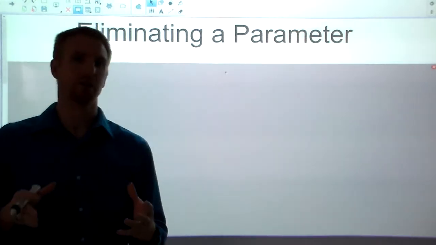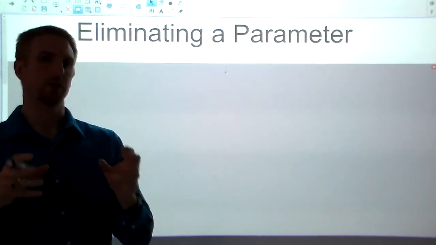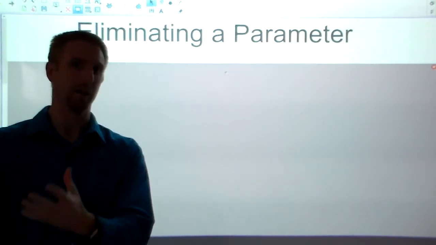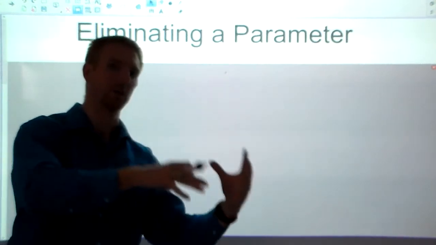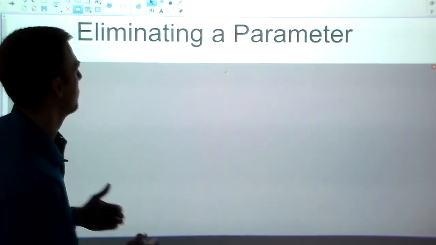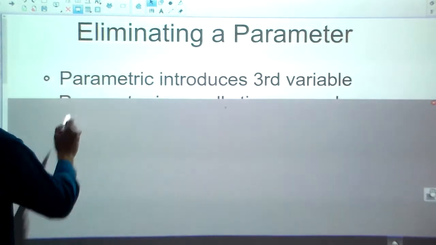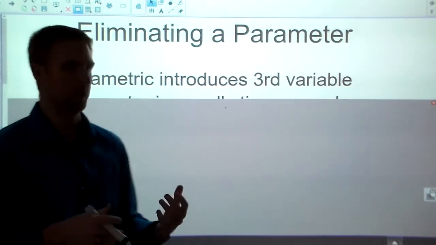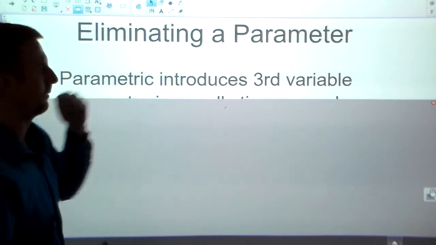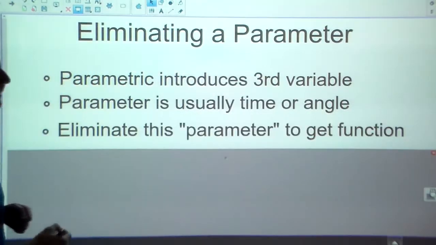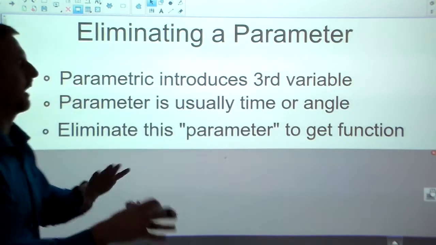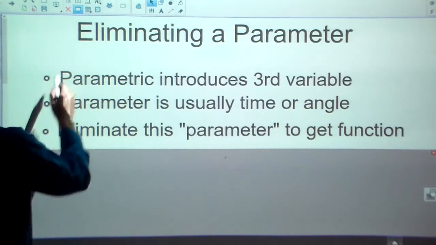A big part of this section is called eliminating the parameter. Basically, you're taking a function and turning it into a parametric set of equations, or you're taking a set of parametric equations and turning them back into a function. That's where eliminating the parameter comes into play. So here's how it works out. A parametric equation introduces a third variable, typically time, sometimes angles, like in the case of what you just did with the circle. And if you eliminate that parameter, you go back to function mode. So that's just an overview of parametrics and how they work.